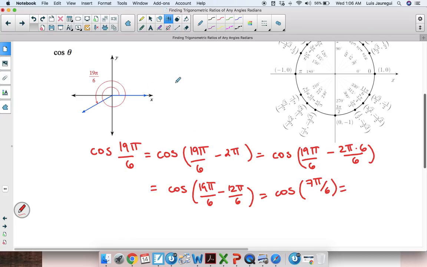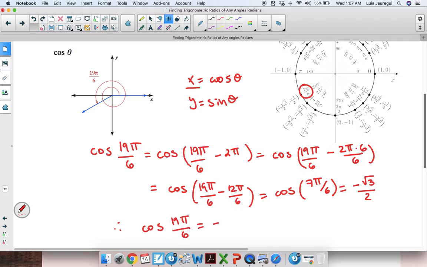Now, remembering the fact that on the unit circle, x is equal to cosine of theta and y is equal to sine of theta, we can find the angle whose radian measure is 7 pi over 6, which happens to be here. And since we're dealing with cosine, we're going to look for the x coordinate. And your x coordinate in here is negative square root of 3 over 2. So we can say, therefore, by the transitive property of equality, cosine of 19 pi over 6 is equal to negative square root of 3 over 2.